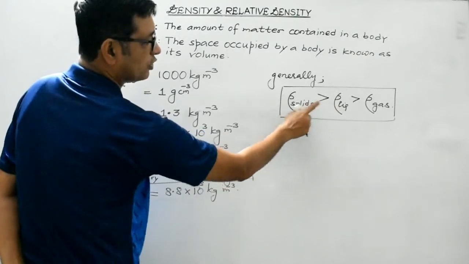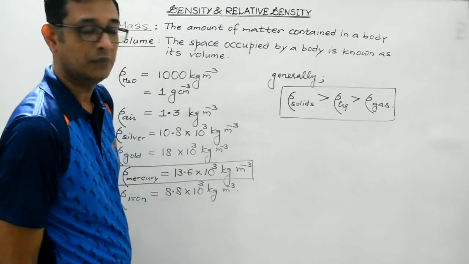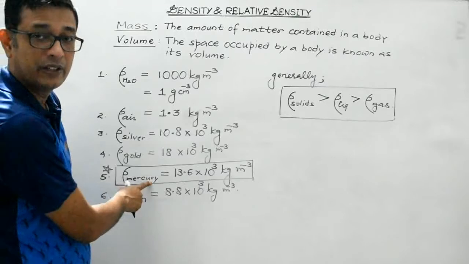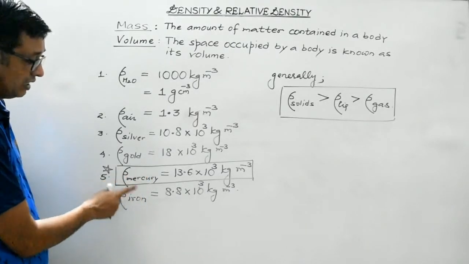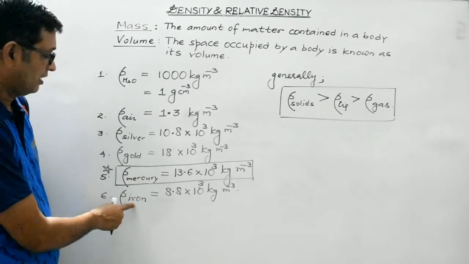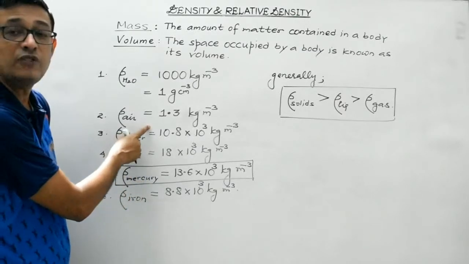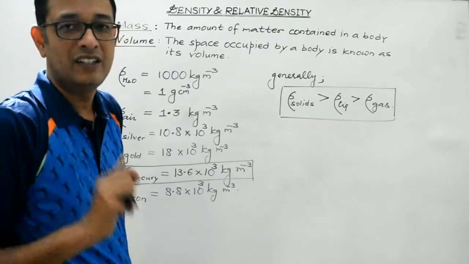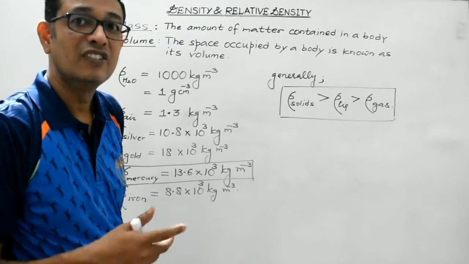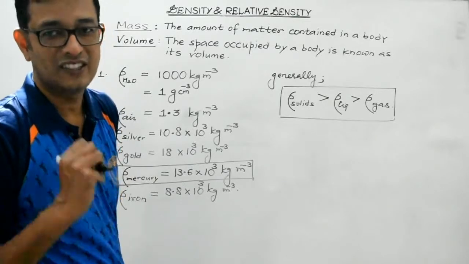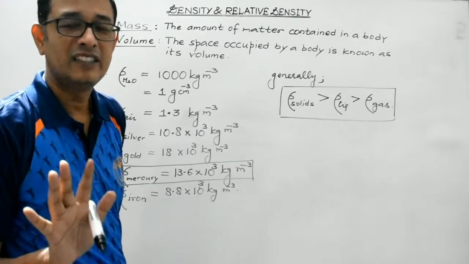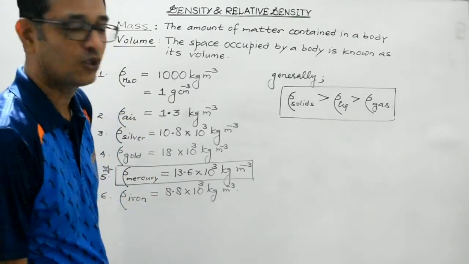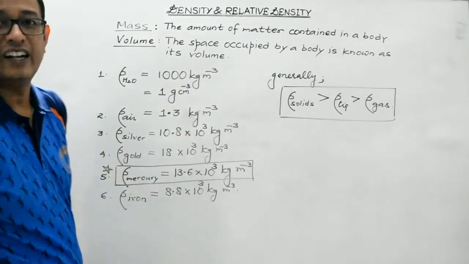Generally, the density of the solid is greater than that of the liquid. But I have told you, this is the exception. Mercury, although being a liquid, its density is greater than that of iron. Its density is greater even than that of silver. So mercury is the only liquid whose density is greater than some of the solids. Otherwise, normally the density of liquid is always less than that of solid. Clear, students? So this will just give you an idea.